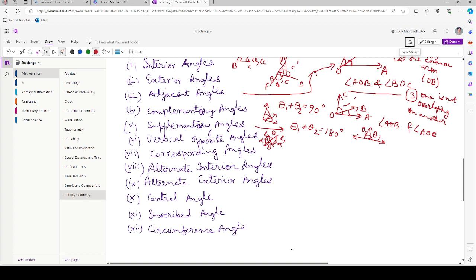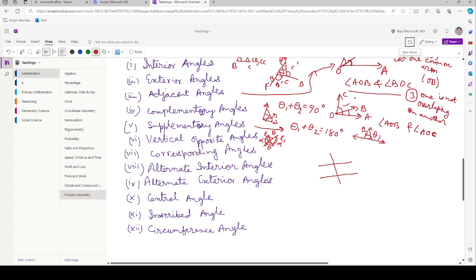Pair of opposite angles formed by intersecting lines, they are equal in measure and known as vertical angles. Now, I am discussing corresponding angles, alternate interior angles, and alternate exterior angles. To demonstrate these three types of angle, I have to draw two straight lines and one transversal.